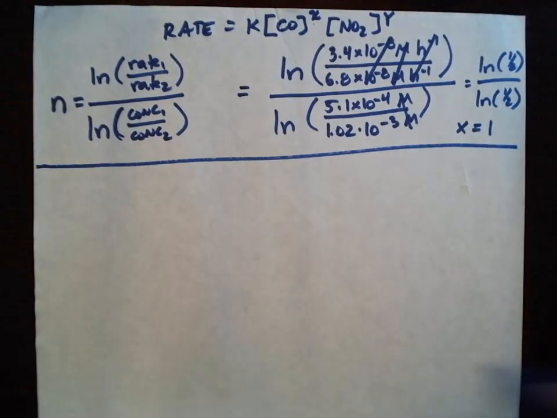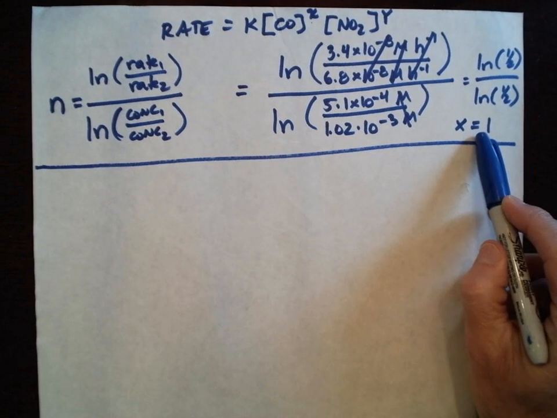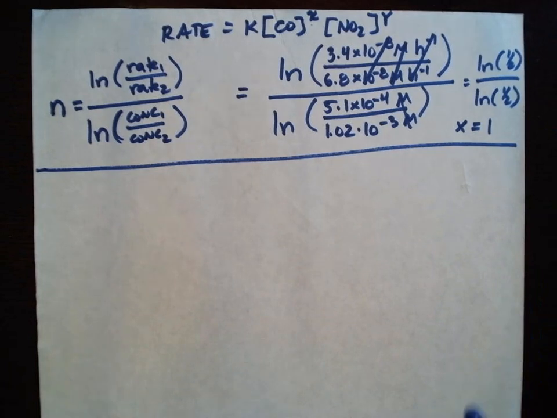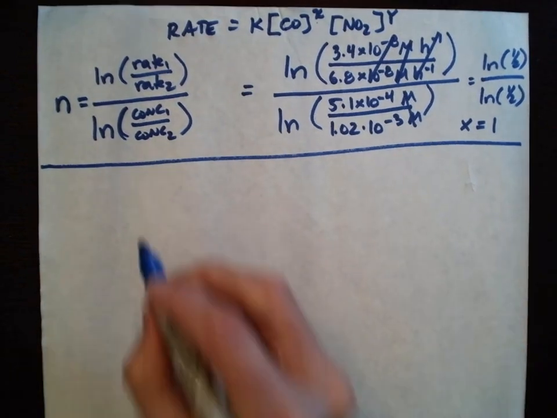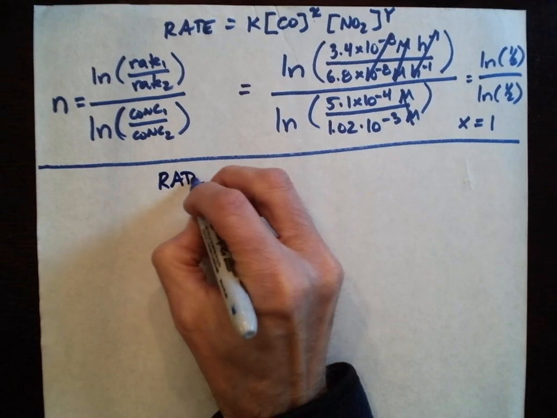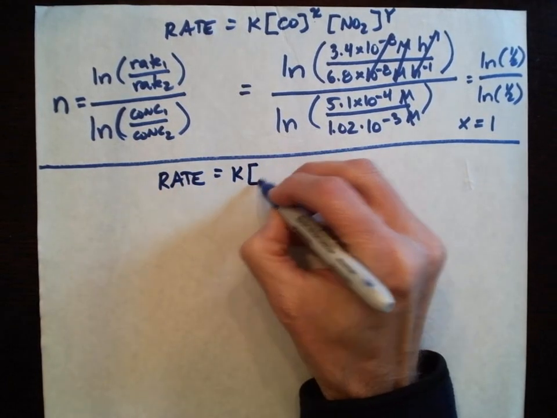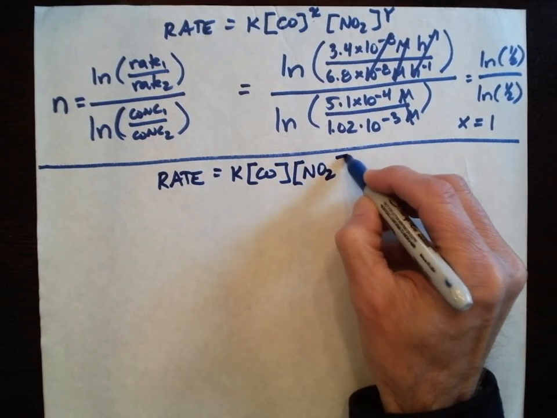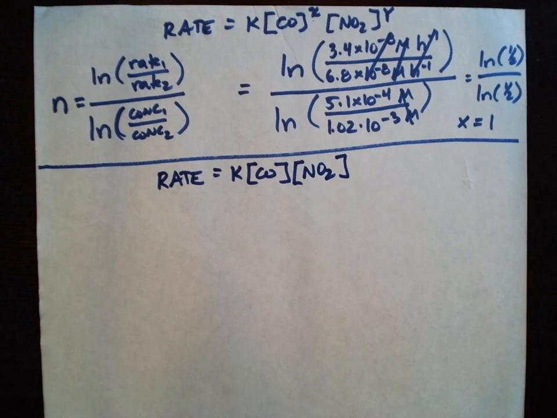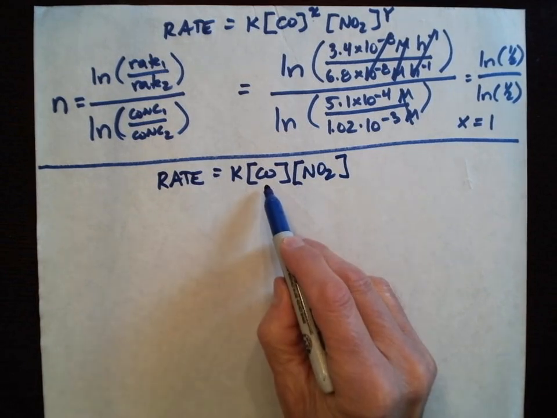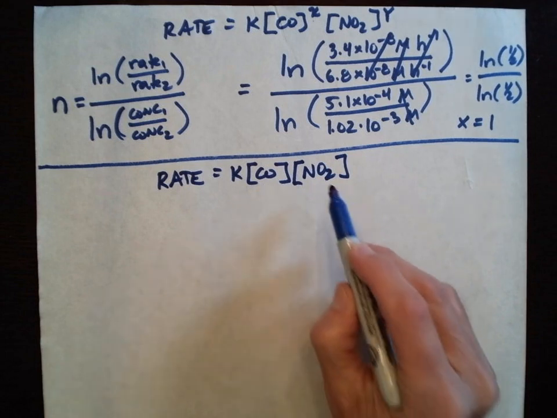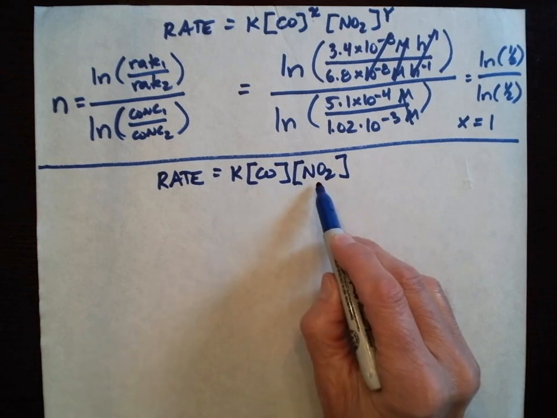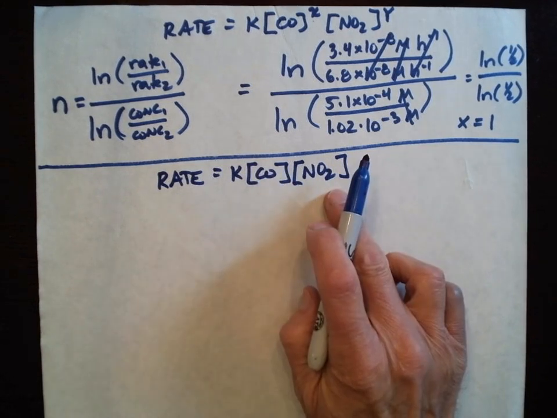You can run through the math. You can use this equation too, but what you'll end up with in the end is y is equal to 1. And I'll leave that for you to do. But what we're able to write at this point then is the rate is going to be equal to some rate constant k times the concentration of carbon monoxide to the first power times the concentration of NO2 to the first power. So we would say that this reaction is first order with respect to carbon monoxide, first order with respect to nitrogen dioxide, and 1 plus 1 is 2, so it's second order overall.